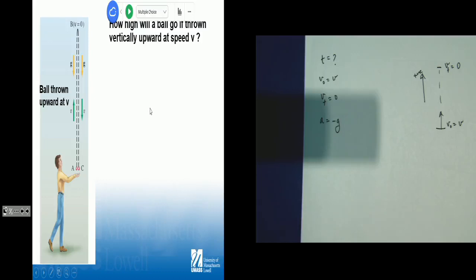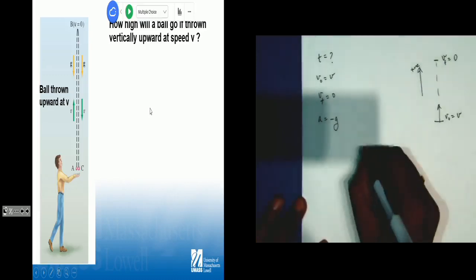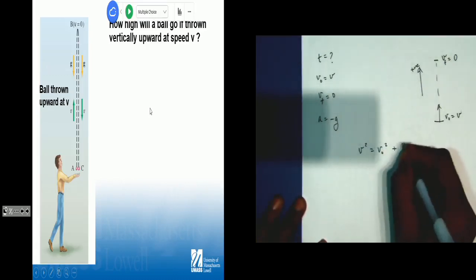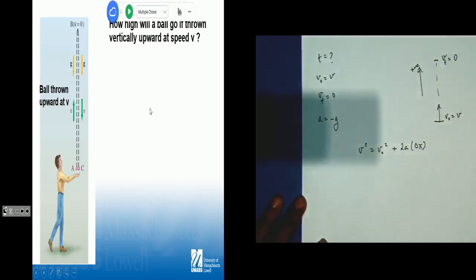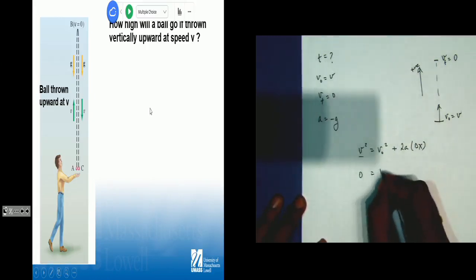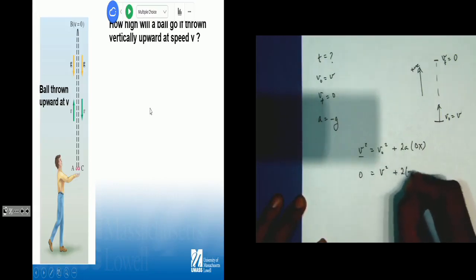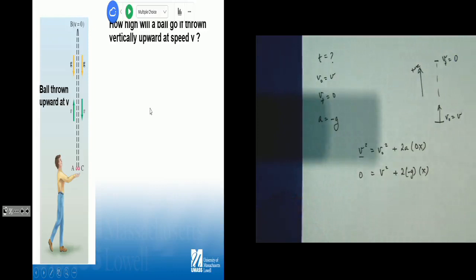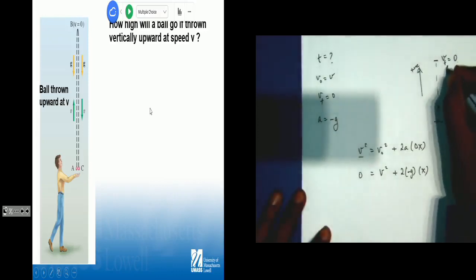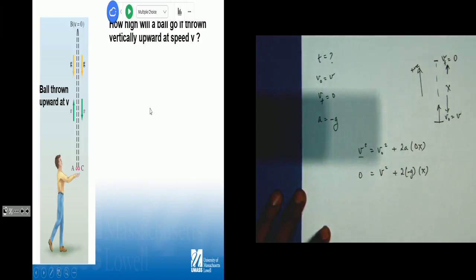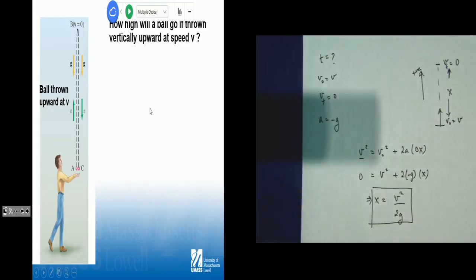Okay? The equation that makes sense to use in any scenario where I don't have t is the third kinematic equation, which was v squared is v0 squared plus 2a delta x. This is 0. This is v squared, 2 times minus g times x. I'm solving for x. X is how high it went. Right? So x comes out to be v squared over 2g. That is how high this thing goes. Right? And the answer is in terms of the variable I gave you, which is v, and the constant, which is g.